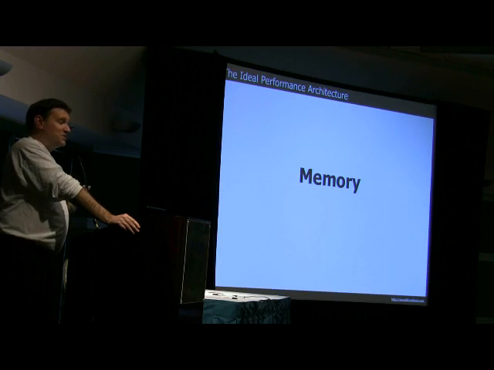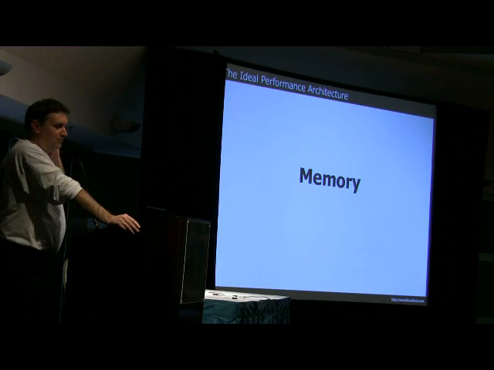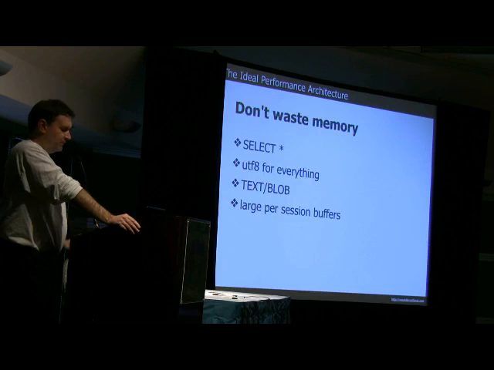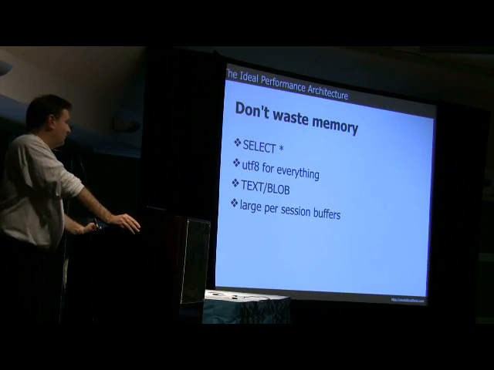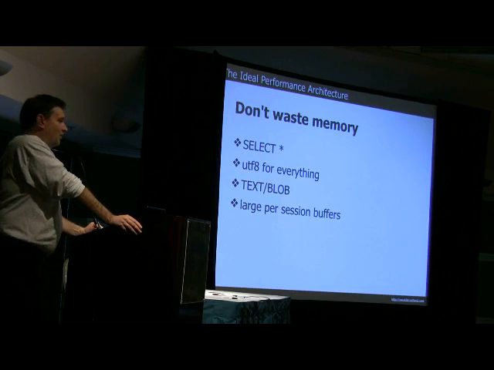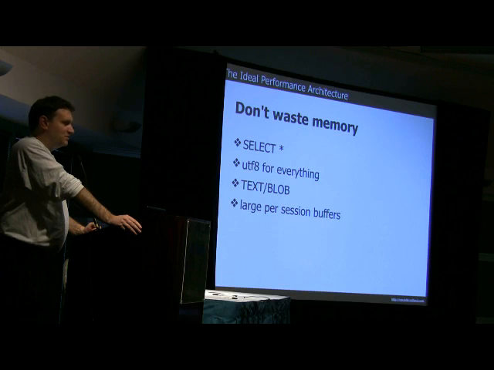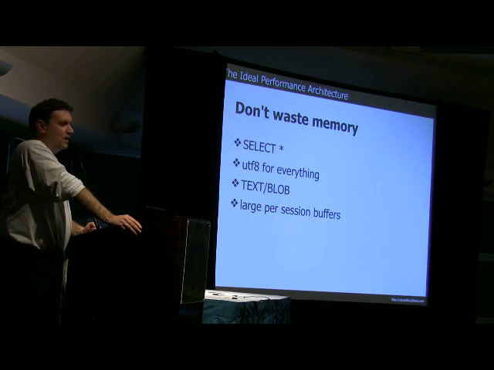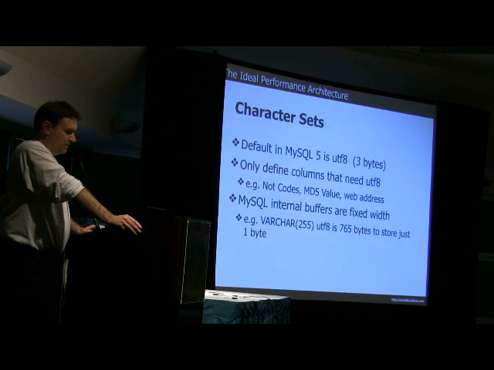So we talked about disk. Disk is the slowest resource. And I also mentioned memory is important. So what do you do in an architecture to maximize the use of memory? Well, it's very simple. Don't waste it. Doing a select star, using UTF-8, using text blob columns excessively, and using large per session buffers are all things that unnecessarily utilize memory, and you can cut down on those things.